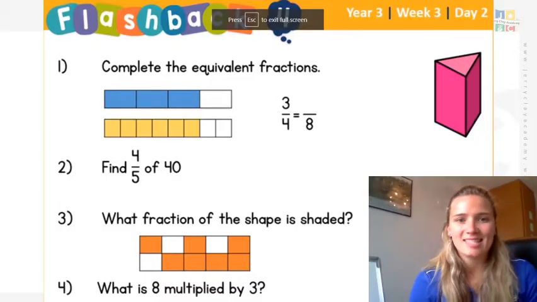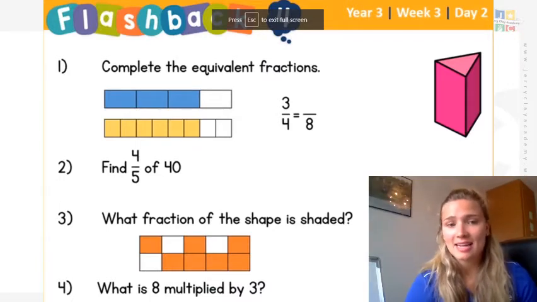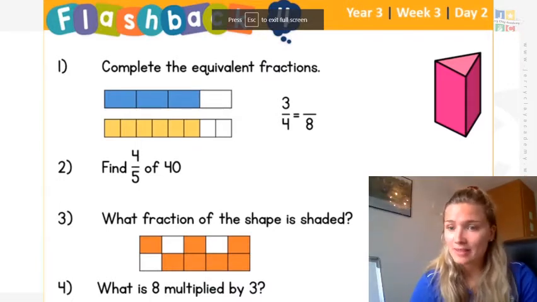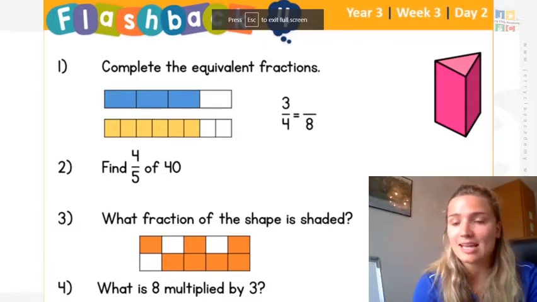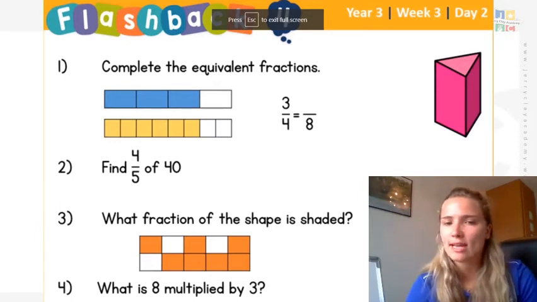Okay, to get us started then, I want you to have a go at doing our flashback 4. First of all, I want you to tell me the 3D shape that is on the right hand side, remembering thinking about what it looks like, how we tell the difference between different shapes.